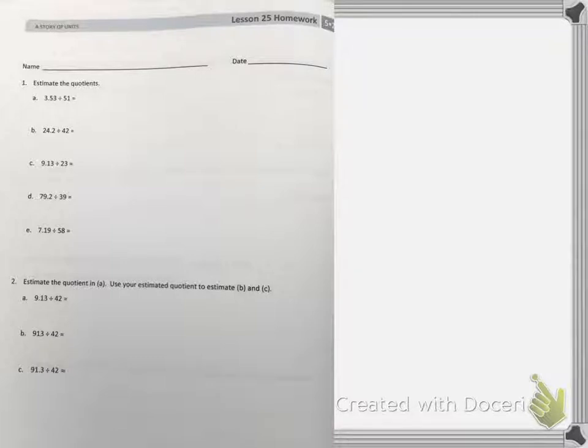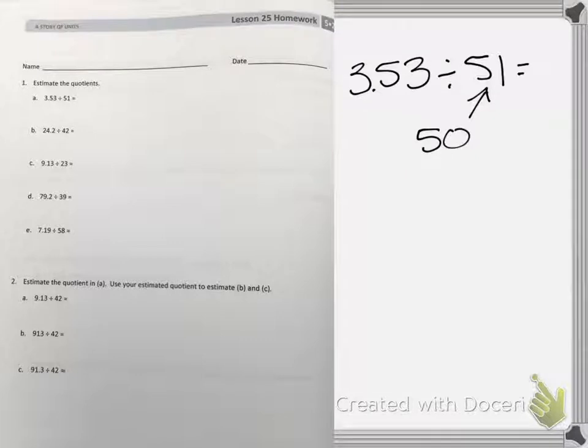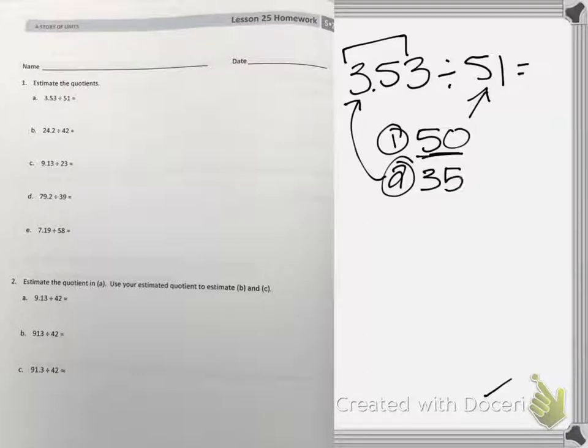So let's start with A, estimate the quotients. 3 and 53 hundredths divided by 51. Well, again, step 1 says round the divisor. So I'm going to round that to 50. Step 2 says, let's make this dividend something that can be easily a multiple of 50. So, like I told the students, let's just look at the first two numbers. So 35, I know 35 is a multiple of 5 or 50. Got to put that 0 in.